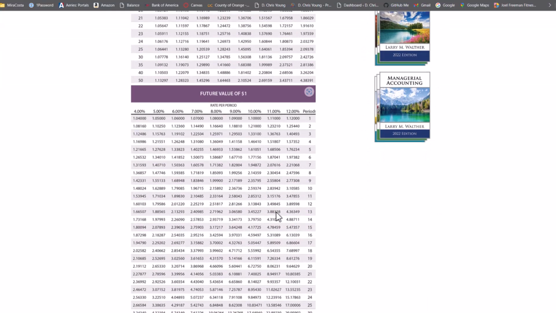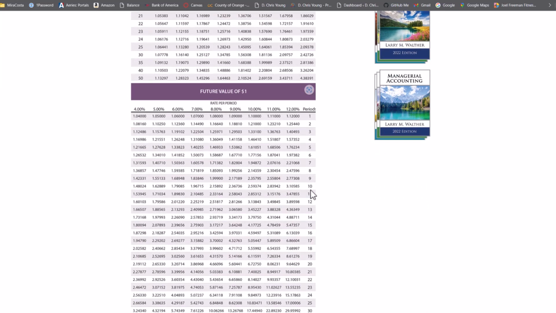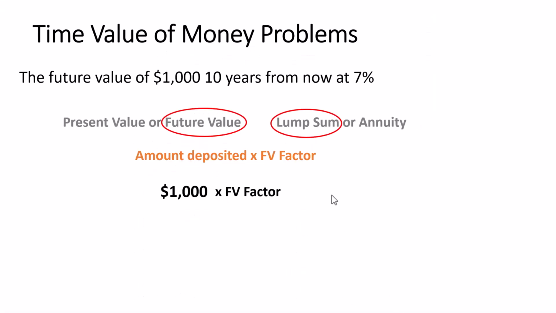And this one was 10 years and 7%. So I come down to 10 and go across to 7, and it's 1.96715. So we're going to go ahead and go back to the slides. We're going to plug in our future value factor. And we're going to take $1,000 times 1.96715, and we get $1,967.15. All right, let's wrap up this video and do one more problem.